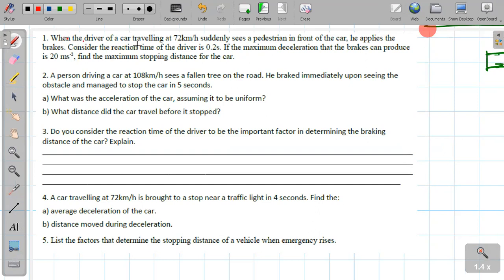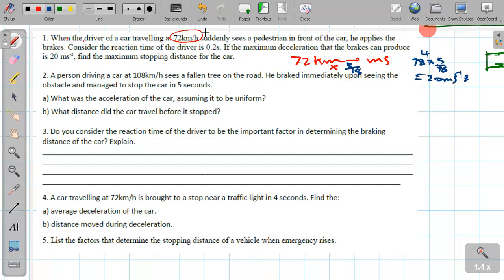When the driver of a car is traveling at 72 kilometers per hour, now you have to convert this kilometers per hour to meters per second. What to do? You have to multiply by that factor. Remember this, 5 over 18. And when you multiply, 72 multiplied by 5 over 18 is 4 times 5, it is 20 meters per second. Very simple.